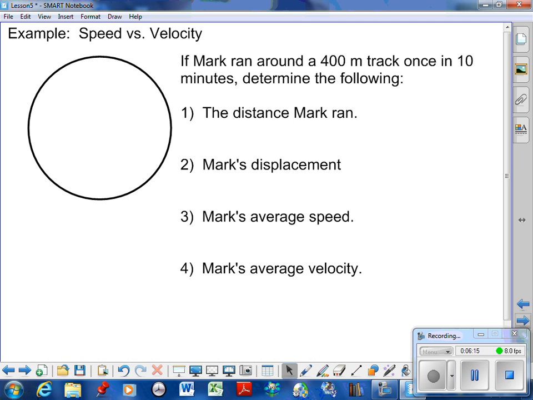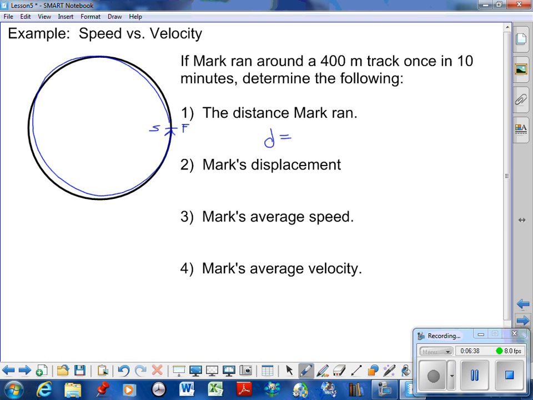So he ran around the 400 meters. Here is, we'll put this as the starting point, and it also serves as the finishing point. And we'll have Mark making a left turn. That way the NASCAR people in here won't get confused. They're making left turns, so they're happy. So if Mark is running around a 400-meter track in 10 minutes, what is the distance that Mark ran?